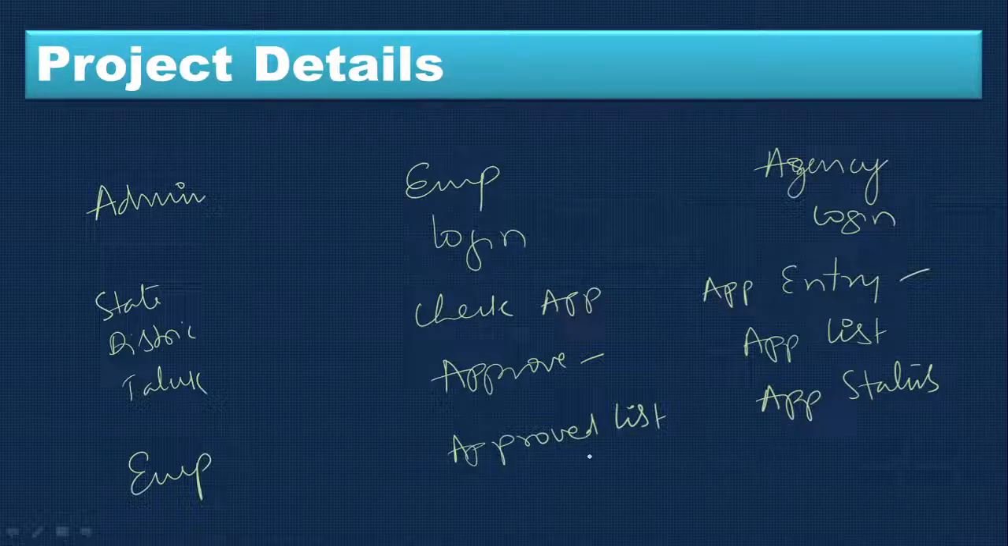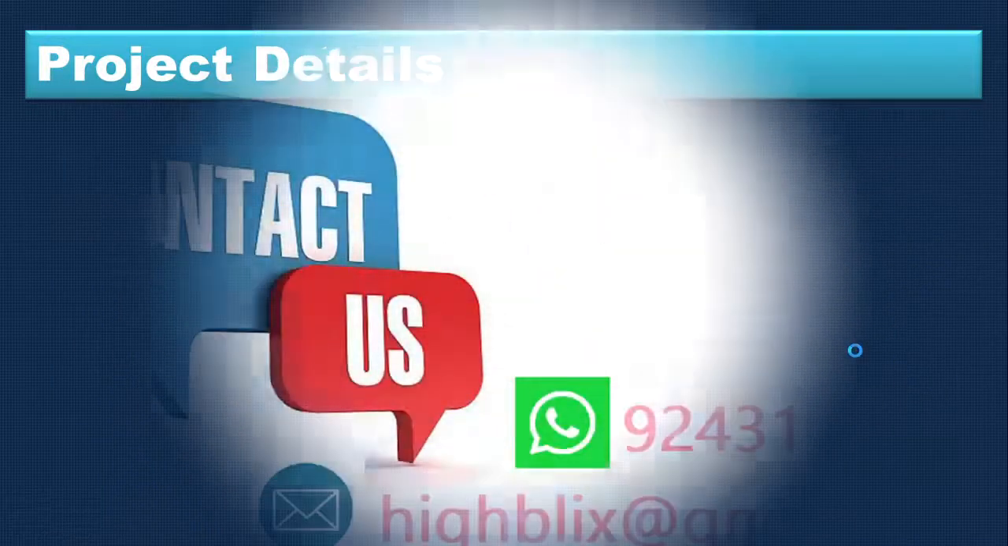Then the application status, so we can see the status. Then communications such as send message and view message. So applications are entered via the agency, they reach the employee who checks them and gives the approval. Once the approval is given, you can check the status here. It's a basic level project to understand how the whole process works. First let's see the demo, and then you'll get much more idea.